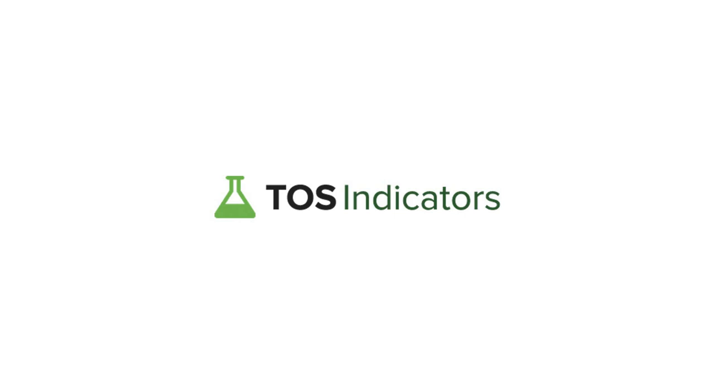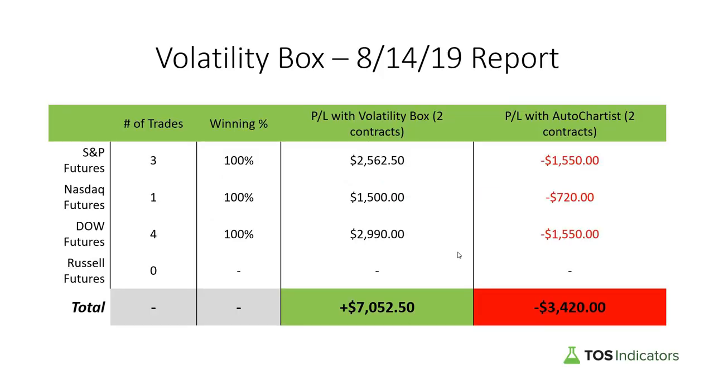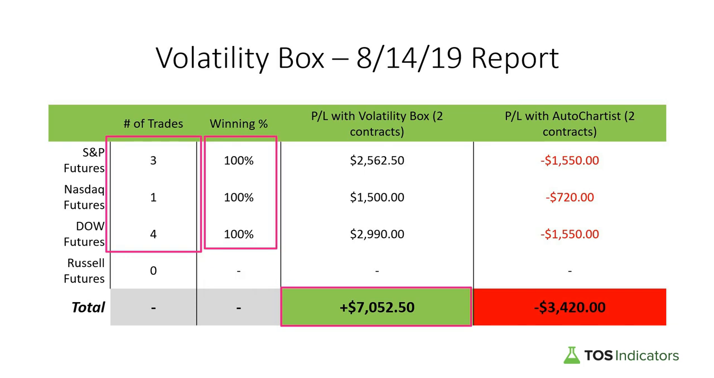To get started today, we'll start by looking at the P&L table first. As you can see, with the Volatility Box today, we had a really nice day and we pulled out more than $7,000 from the marketplace over the course of just 8 trades. All 8 of these trades were winners using the Volatility Box, and we'll look at the charts in just a minute.